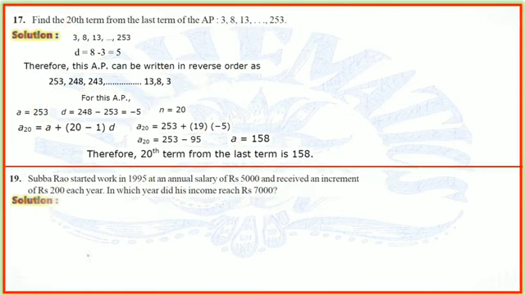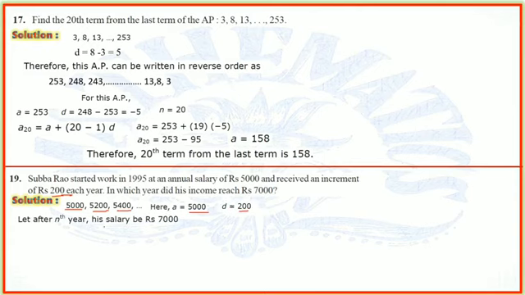So let us proceed to the solution of this question. The first term is 5,000, then 5,000 plus 200 is 5,200, then 5,400 and so on. So A is equal to 5,000, D is clearly 200, and the nth term we have supposed to be 7,000. Let after the nth year his salary become 7,000. Therefore the nth term formula is A plus n minus 1 into D, which is equal to 7,000, the last term.